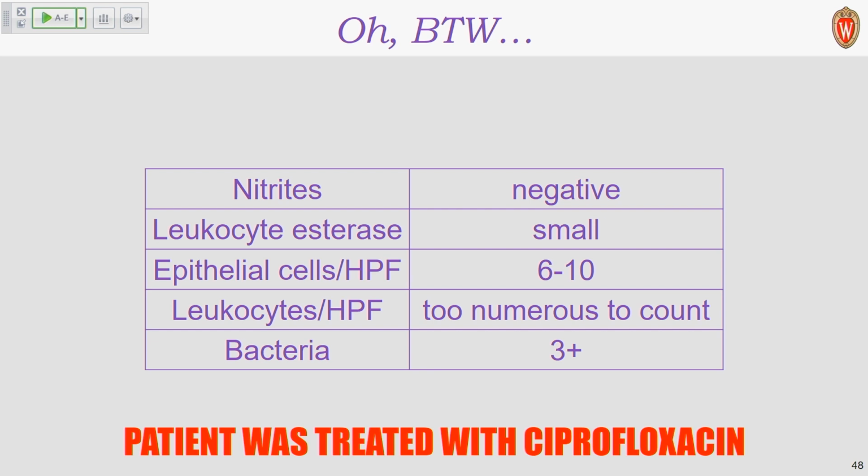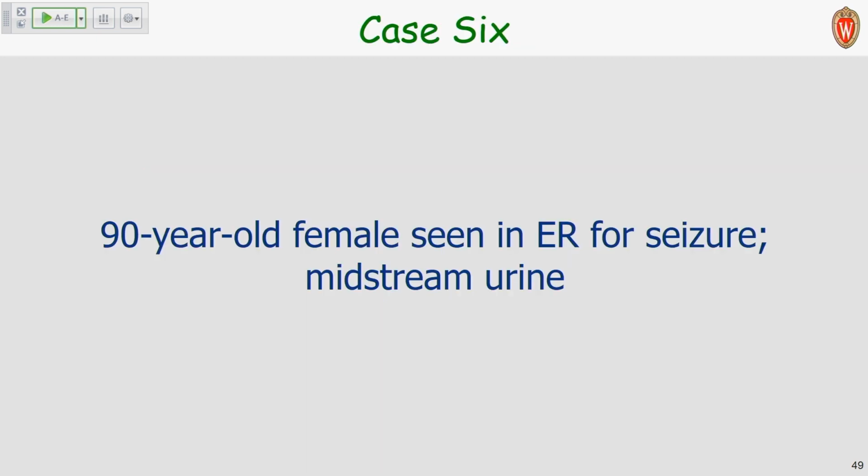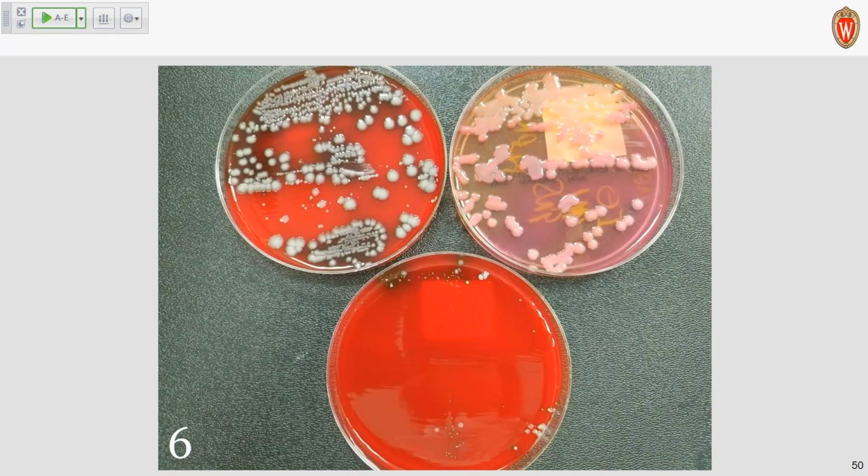Here's our urinalysis: negative nitrites, small leukocyte esterase, 6 to 10 epis, too numerous to count white cells on microscopic, and 3+ bacteria. This patient was treated with ciprofloxacin for UTI, probably based on the culture results, what was reported. Yep. Correct. Case 6, 90-year-old female, seen in the ER again for a seizure, midstream urine.